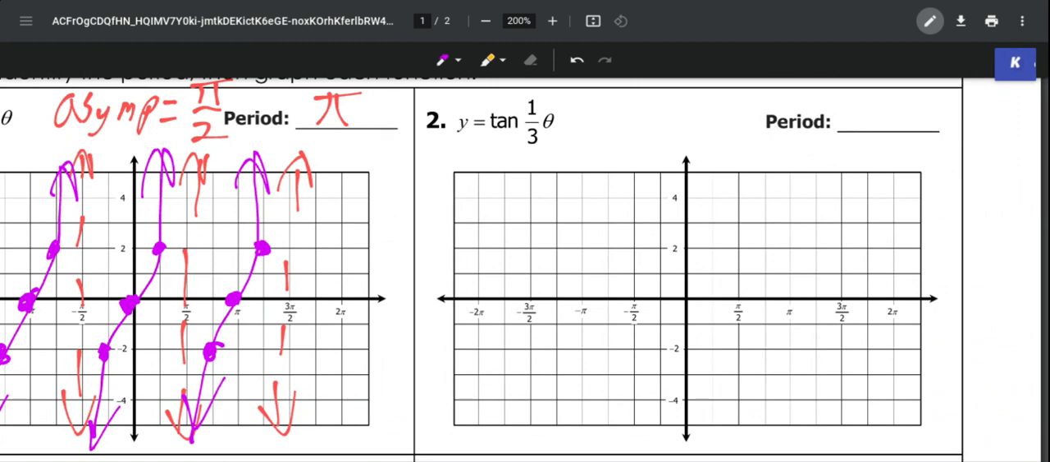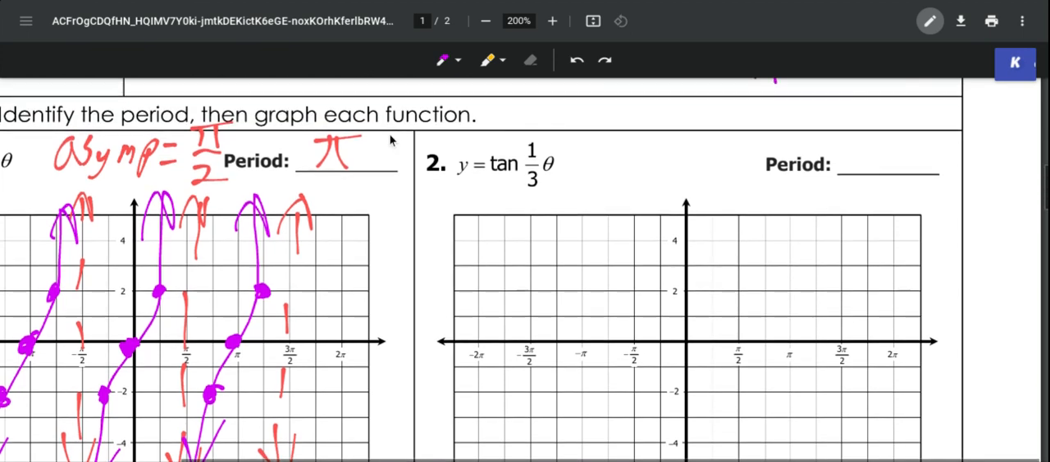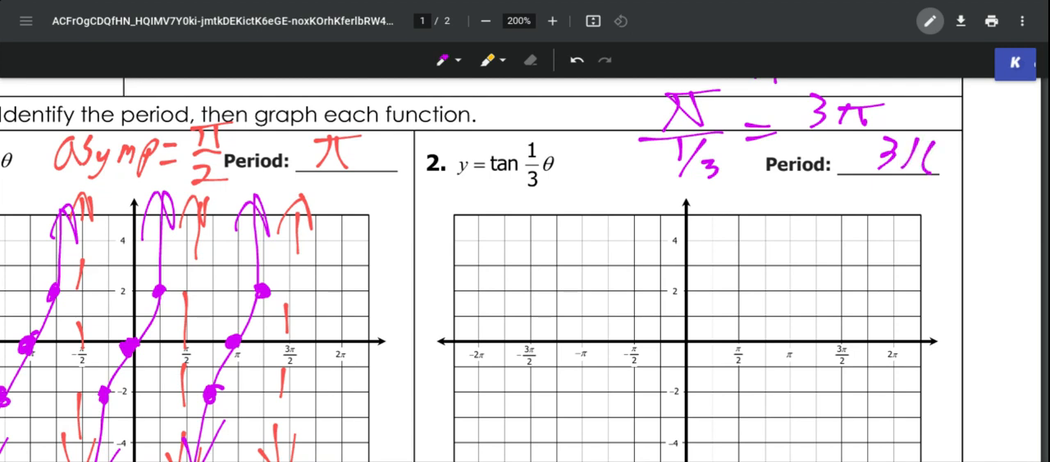So 2, we've got tangent 1 over 3 of theta, or tangent 1 over 1/3 theta. And our amplitude here, since it's tangent, our amplitude is undefined, so we don't have to worry about making 2 horizontal lines. But we do need our period, which is taking b, which is this 1 over 3. And we're doing pi divided by 1 over 3, which will end up giving us 3 pi, because we flip this fraction and multiply. So the period is 3 pi.